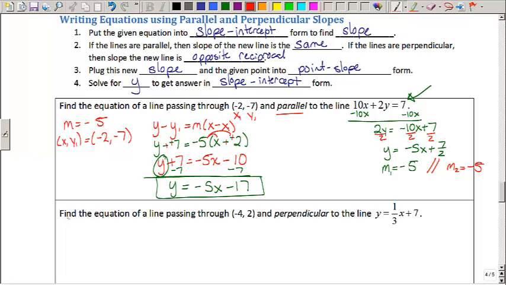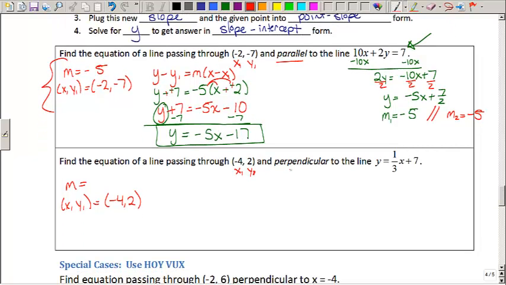On the next problem, I'd like to find the equation of a line passing through this point, (-4, 2), which is my x1, y1. And this time I need to be perpendicular to the line y equals 1/3 x plus 7. Again, like in my first problem, I need to find the slope, and I need to find an x1, y1. Well, I clearly already have my x1, y1, (-4, 2). What I need to find is my slope.